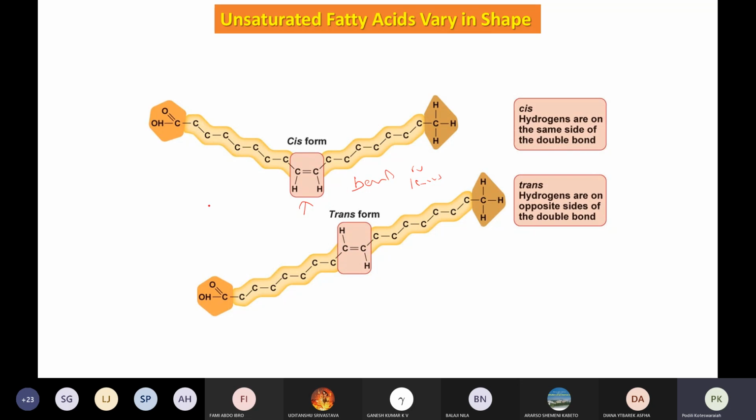So when the fatty acids have straight tails, they pack very tightly, whereas when the fatty acids have kinked tails because of the cis double bond, they are fluids at room temperature.